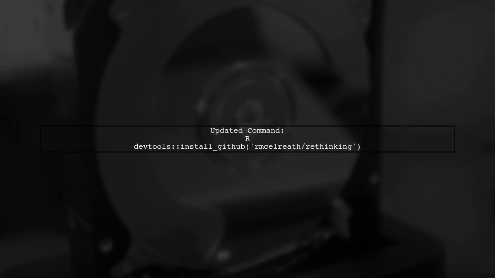Next, let's modify your installation command. Instead of using install GitHub, try using DevTools install GitHub directly without the proxy settings initially, to see if that resolves the issue.